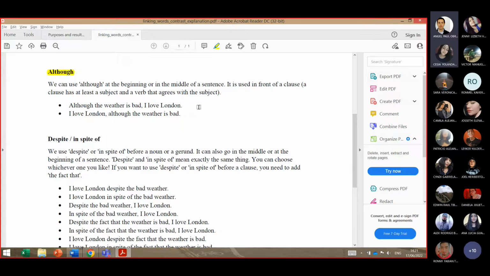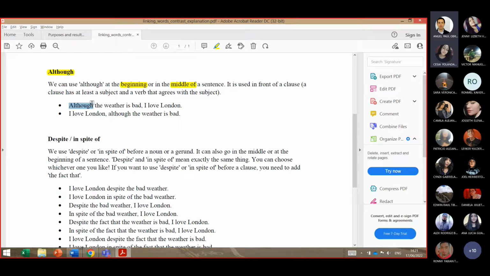¿Qué quiere decir although en español? ¿Saben qué significa? Aunque. Yeah, muy bien. So we can use although at the beginning or in the middle of a sentence, ¿sí? Entonces podemos utilizar al principio o en la mitad de la oración, ¿sí? It is used in front of the clause, ¿sí? Ya, aquí dice, una cláusula tiene al menos el sujeto, un verbo que está de acuerdo con el sujeto, ¿no?